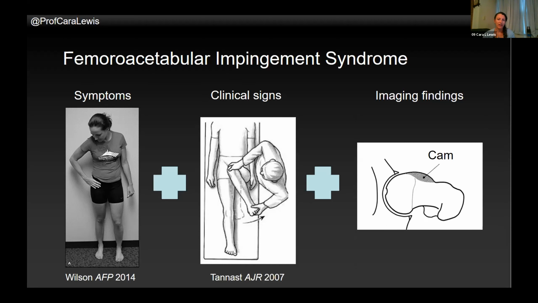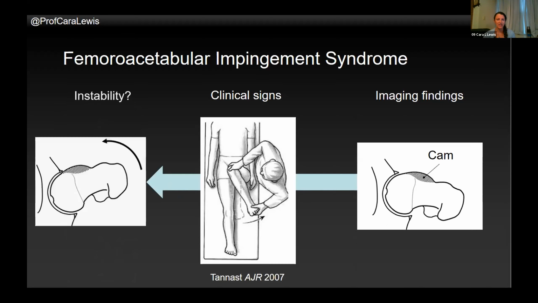You can imagine that if you have this bone shape and you put your hip in this end range position, that you could lead to hip pain. You could also imagine that it could be logical that in that same position, the bone would cause some camming or levering out or increased instability. Clinically, we think we see this, but of course it's challenging to quantify that type of instability.